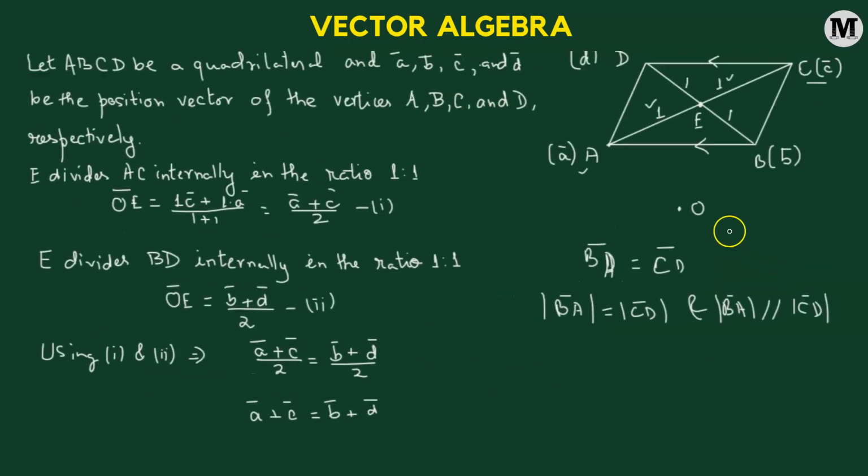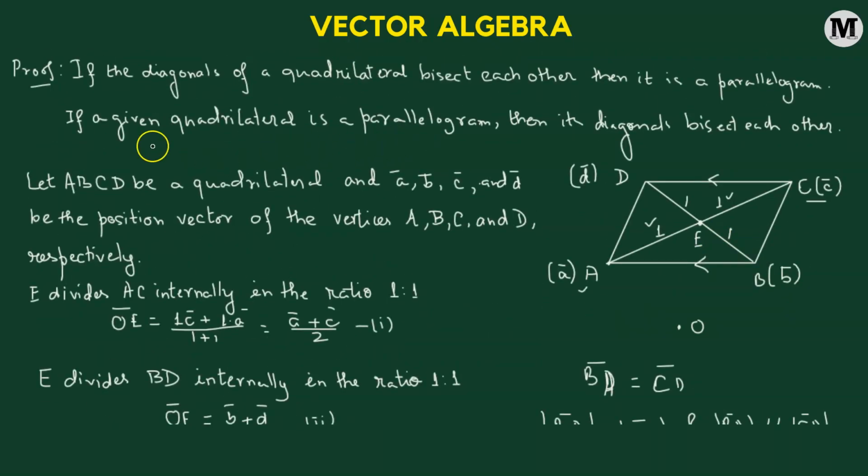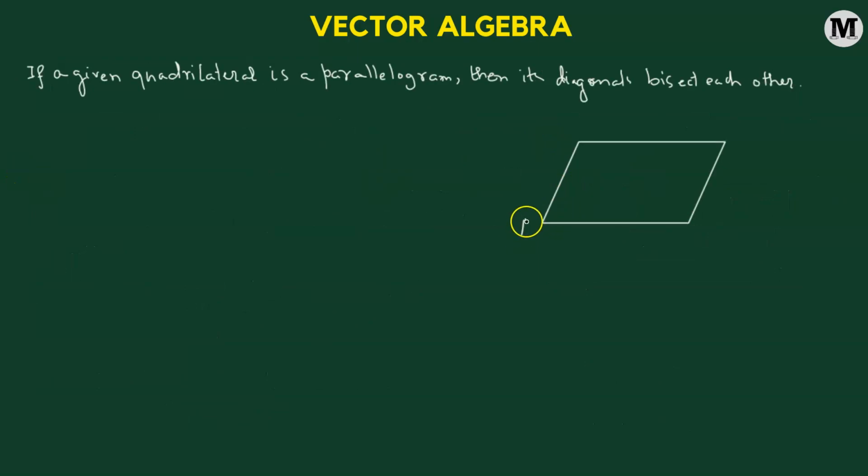Now we'll go to the next part of the proof, where we need to show that if a given quadrilateral is a parallelogram, then its diagonals bisect each other. Okay, so let us begin. We'll begin by considering a parallelogram ABCD. It's already given that the quadrilateral ABCD is a parallelogram, which means that we can consider two of its sides to be equal.